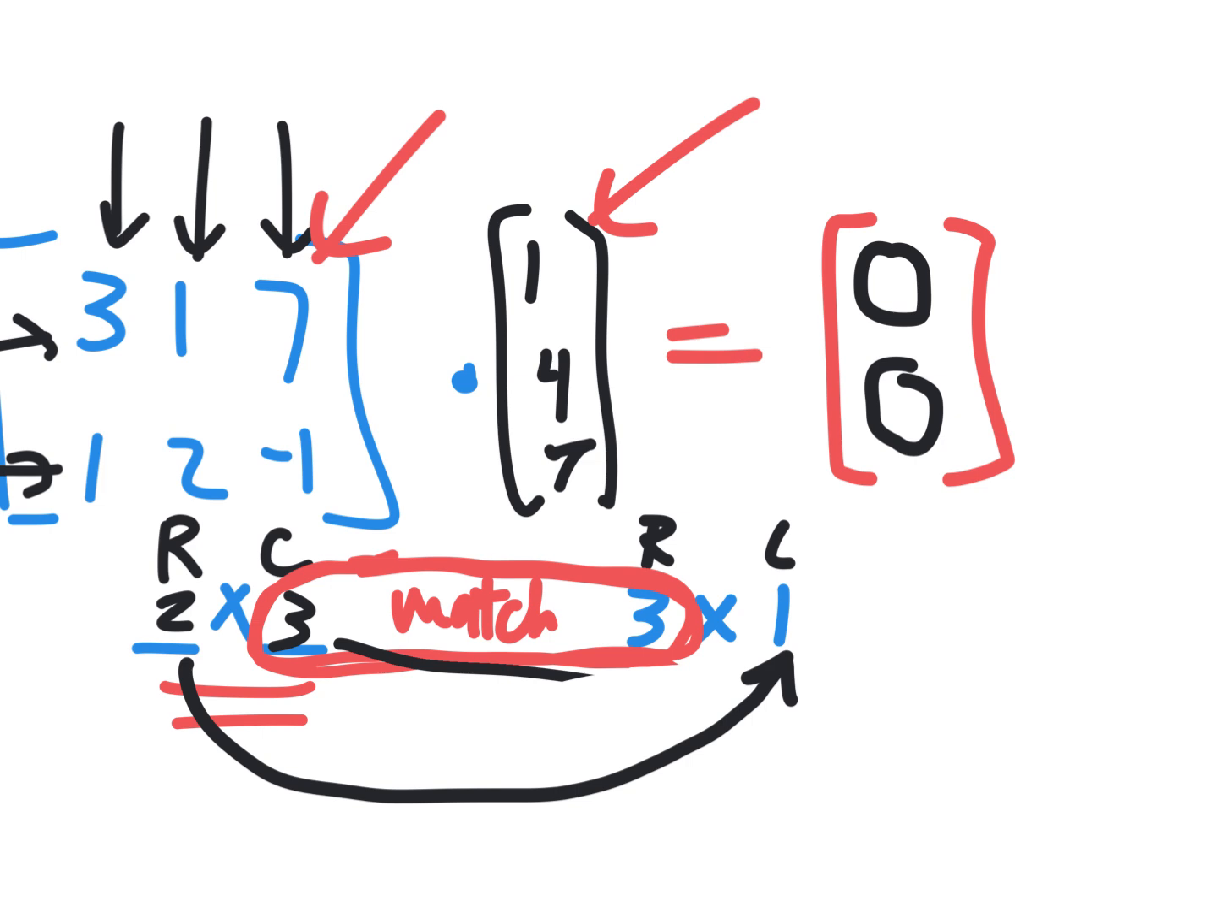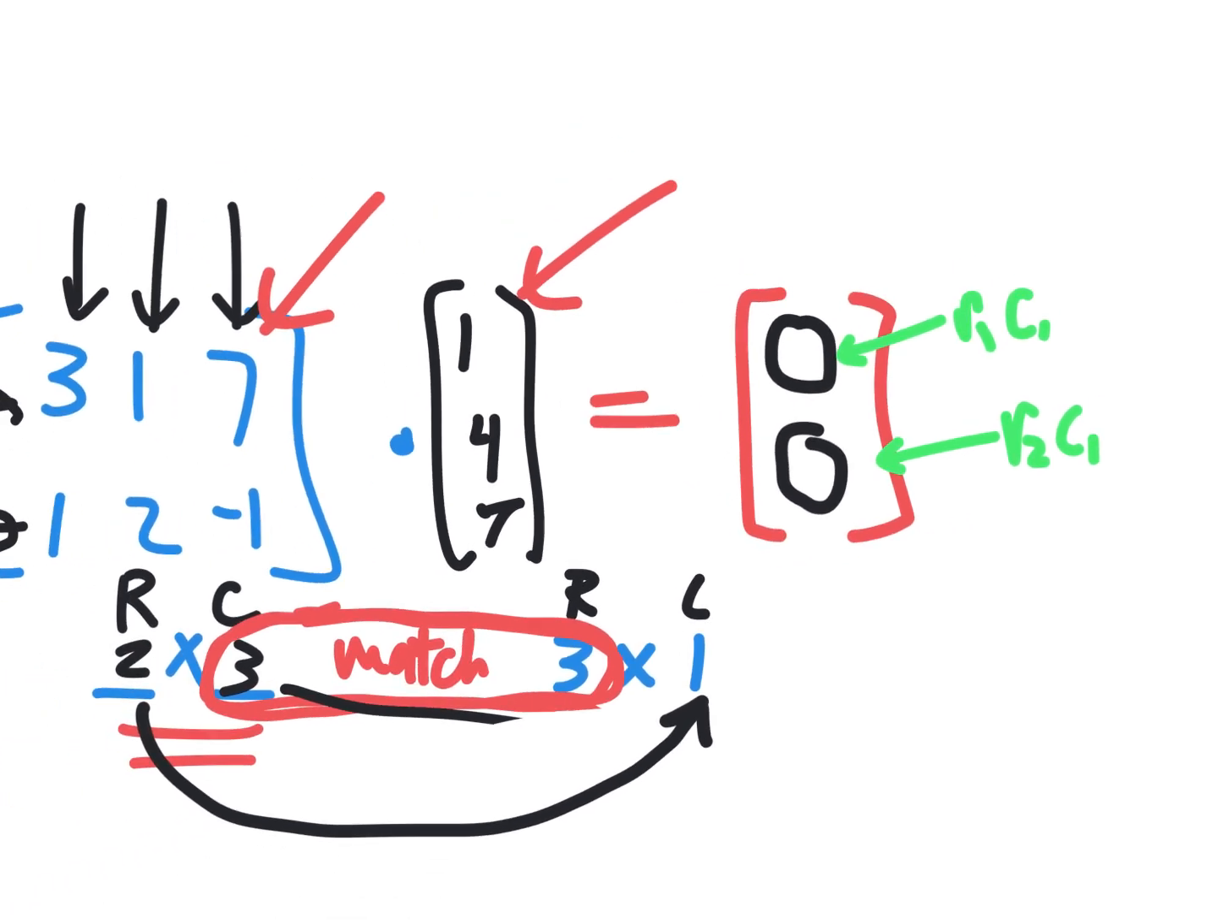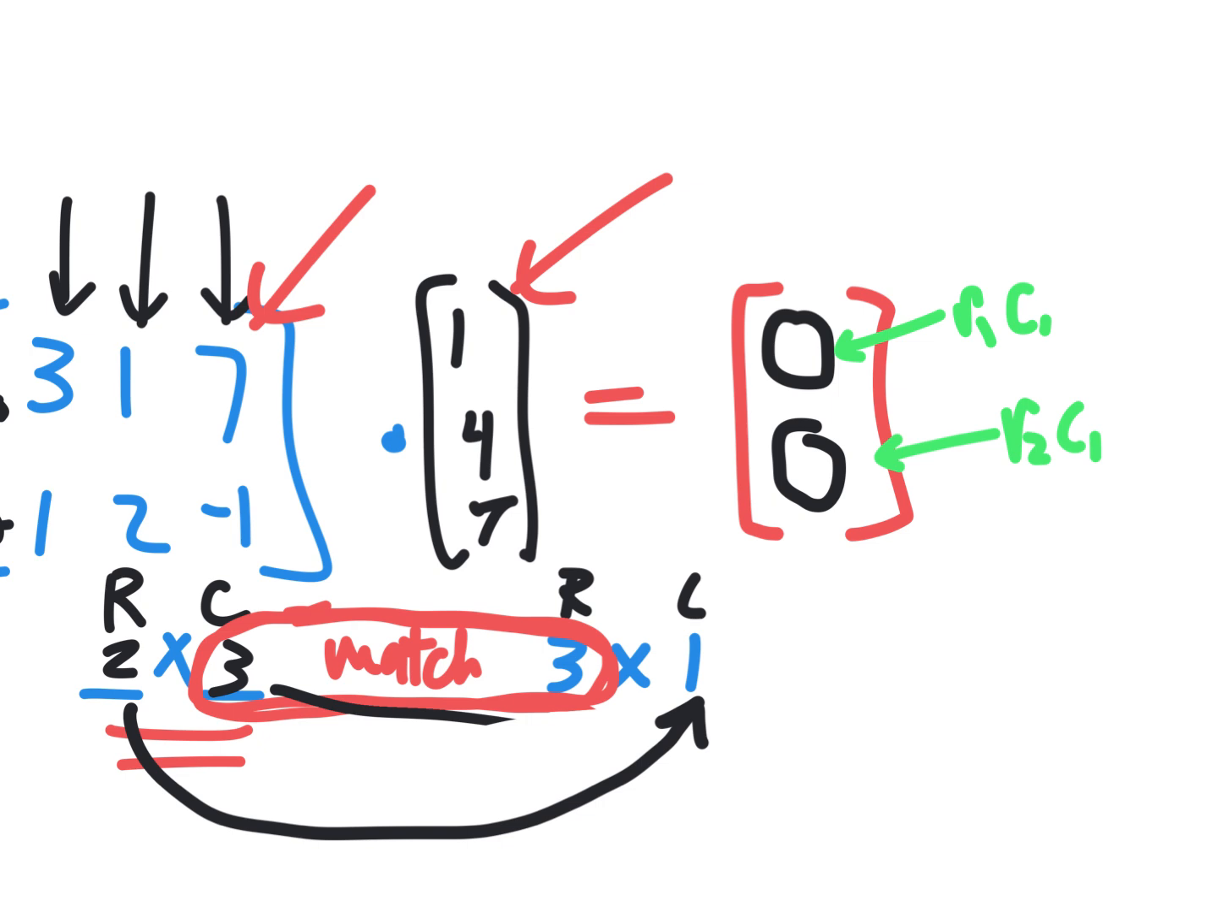Next thing is, you gotta know their names. That spot, that's row 1, column 1. That spot, what is that? Row 2, column 1. Good. Now that I know their names, I can now get the answers for what actually goes in there.